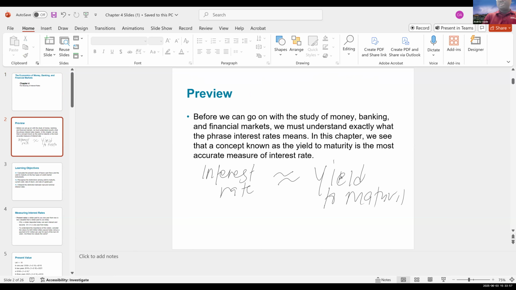So the yield to maturity is the interest rate that equates the present value of a financial instrument like bonds to their future value. Okay. So we'll talk about it.